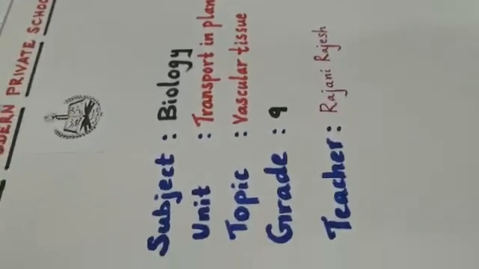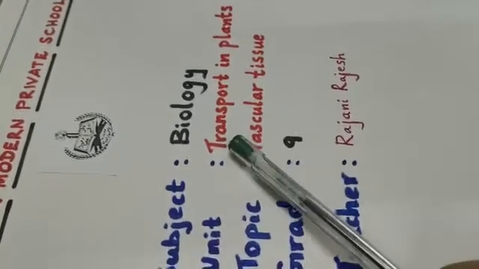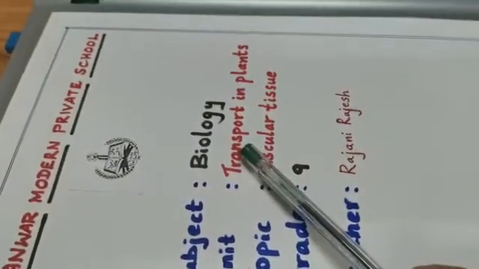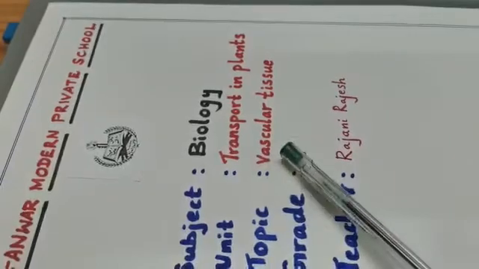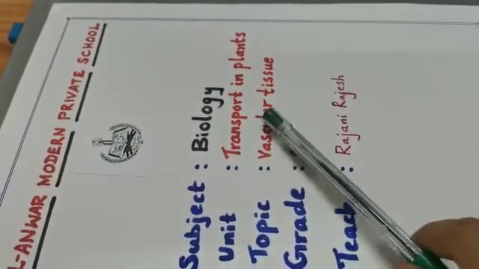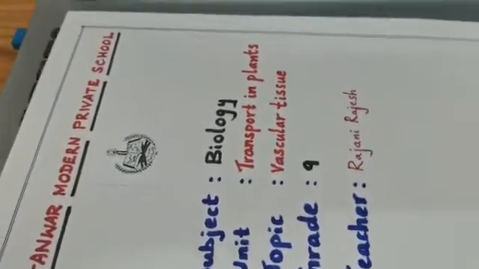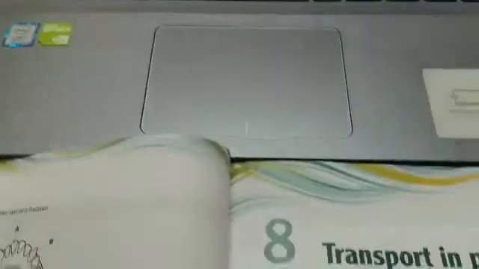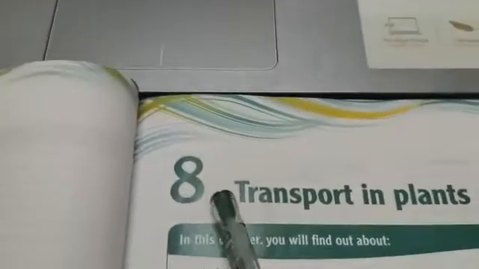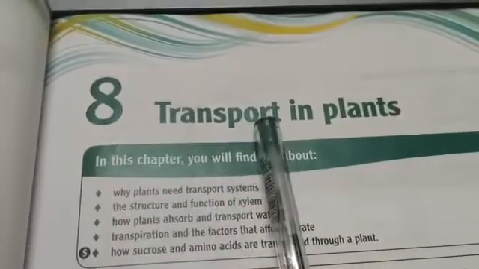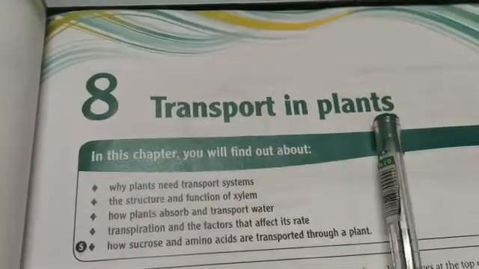Today we are going to discuss the unit transport in plants. In this unit, the topic we are going to learn about is vascular tissue. If you open your course book to page number 93, you can see the name of the unit, Unit 8, Transport in Plants.